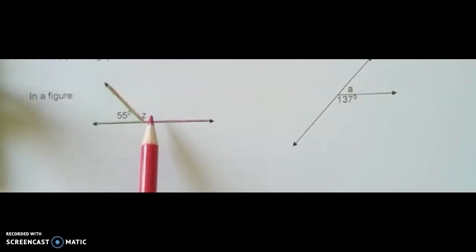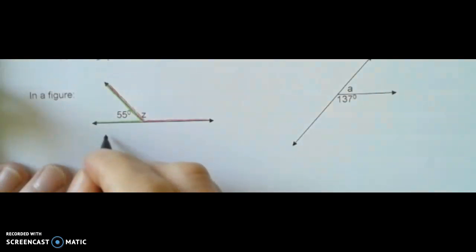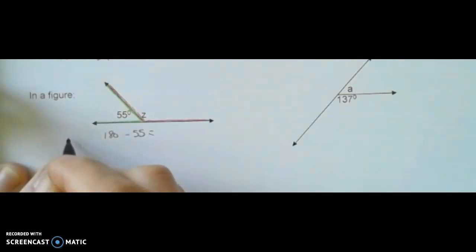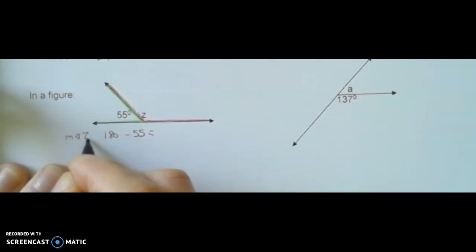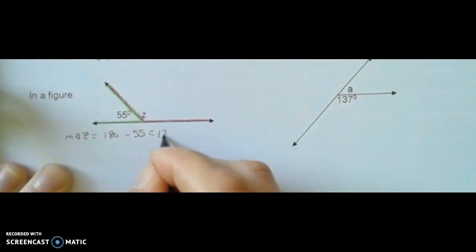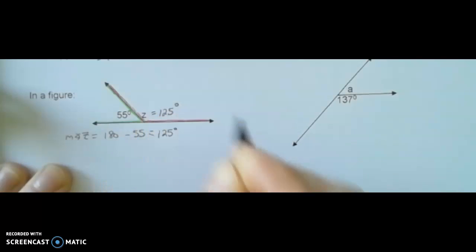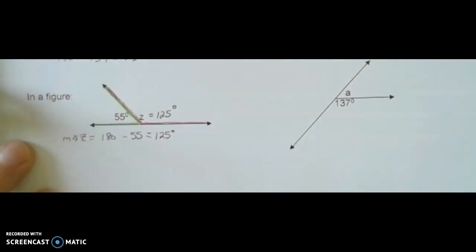Okay, and we said before, supplementary angles are angles whose sum is 180 degrees. So all we need to do in order to get the measure of this angle Z right here is take 180 and subtract off the 55 degree angle. And that'll tell you how much angle Z is. So the measure of angle Z equals 180 minus 55, which in this case is going to be 125 degrees. So this here is a 125 degree angle.